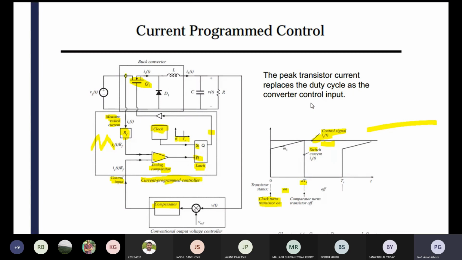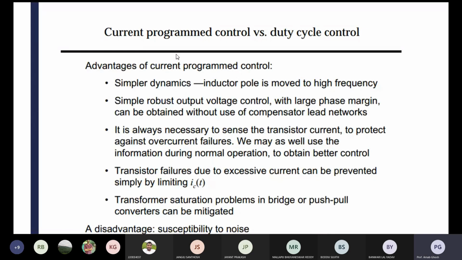So I think all of you are able to understand. So what is the comparison between the current program control and the duty cycle control? Duty cycle control means you are only giving, you can say, direct voltage control. You can say current program control versus voltage mode control, or current mode control versus voltage mode control, meaning only duty cycle oriented control. So definitely the basic benefit is that current program control is very fast. The response of the converter dynamics is very fast.